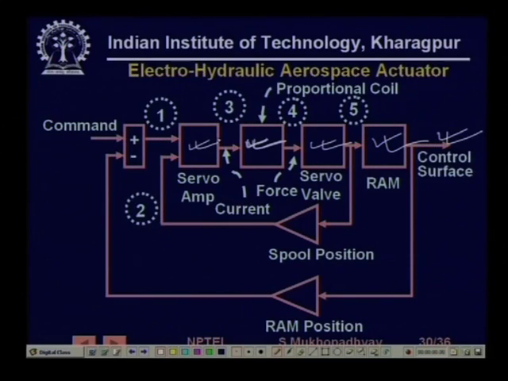So, there are various feedbacks. There is a current feedback which is inside this, the force motor current is sensed and fed back here. Then there is a spool position feedback of the hydraulic servo valve spool, and finally there is a ram position feedback of the actual control surface. So, these are connected in cascade loops.